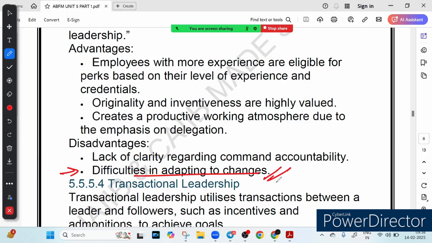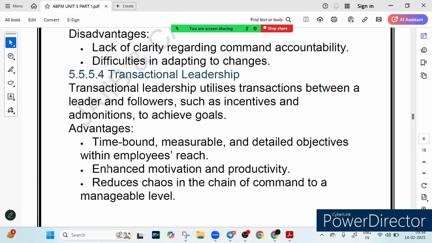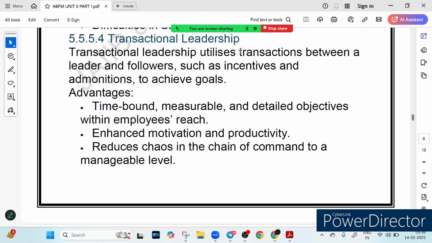So if you have a skilled and independent team, delegative leadership is great. But if employees need guidance, it might lead to confusion, right? That is why these are the pros and cons of this kind of leadership. Now we have the next model, which we call transactional leadership.